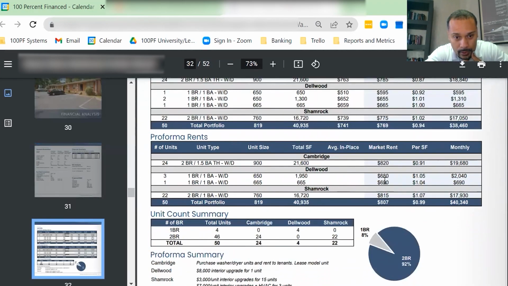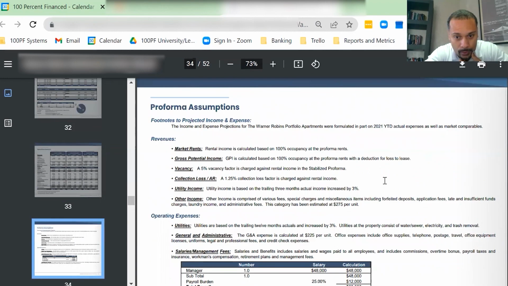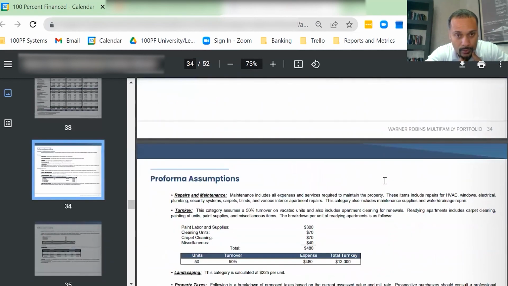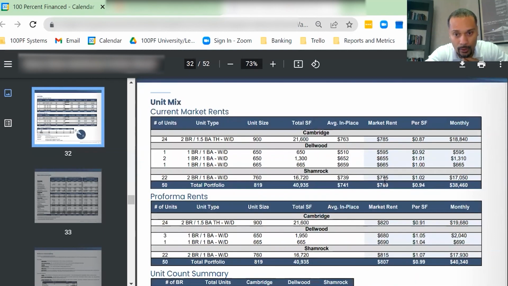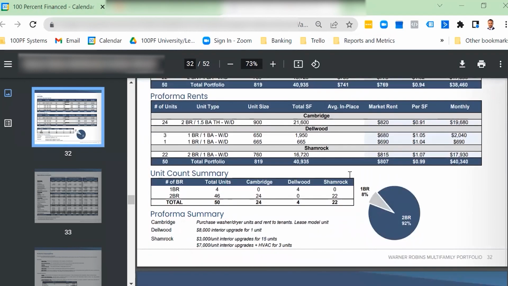So we see the unit mix, operation analysis, pro forma assumptions. Let's see what the gross monthly rents are. It looks like monthly here. So it's 24 units here, 1, 2, 1, 22. So for the 50 units, the gross monthly rent is $38,460. If we do the 1% rule, the purchase price should at least be $3.8 million or lower. So let's see what they want on this property. That's the quick analysis we're going to do.